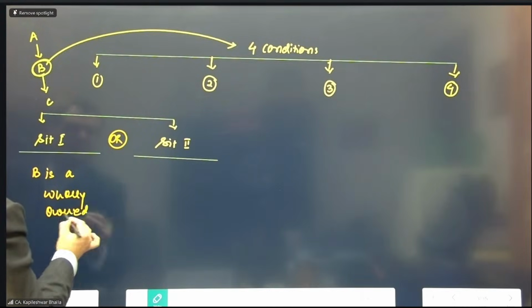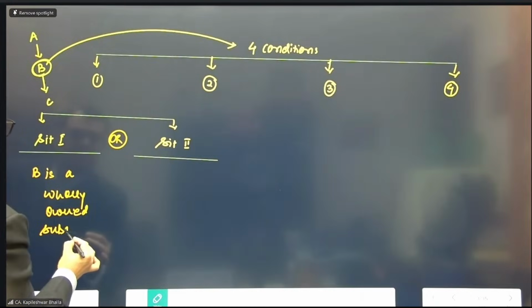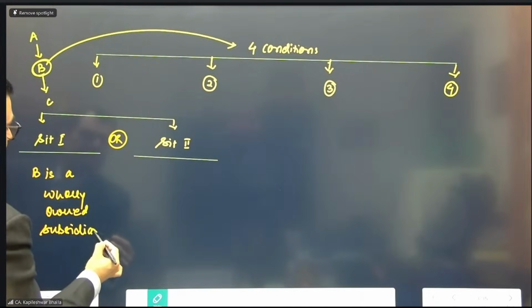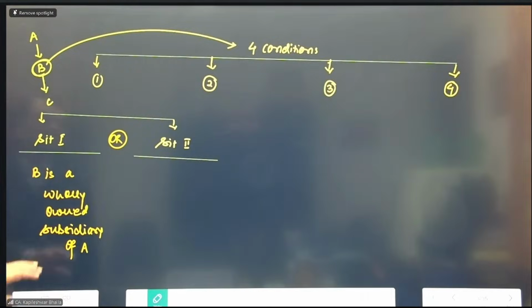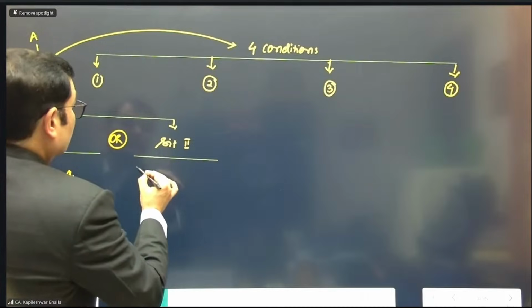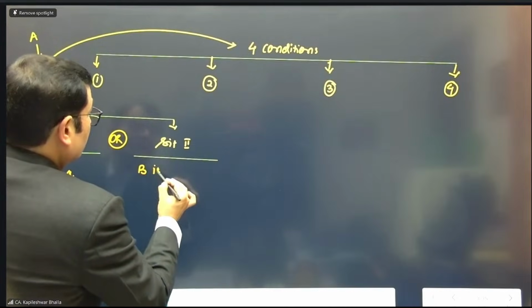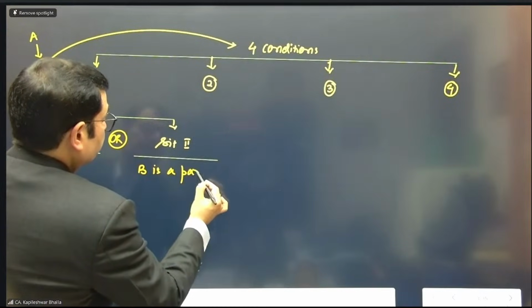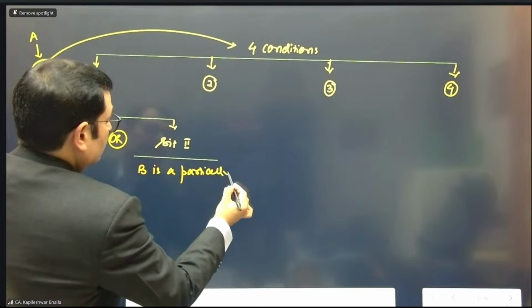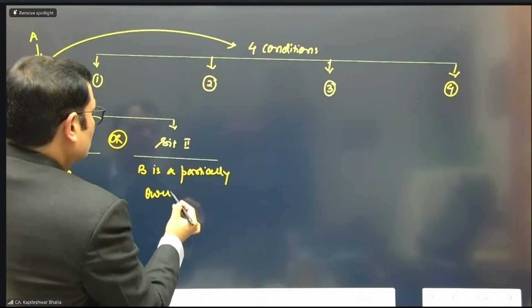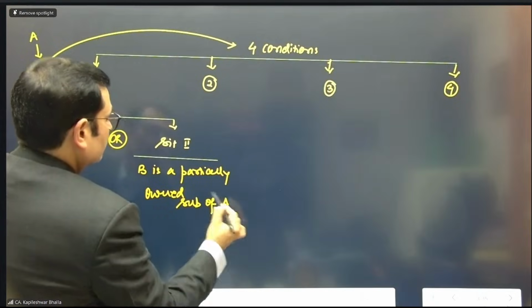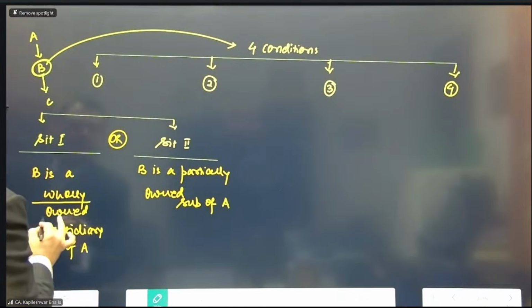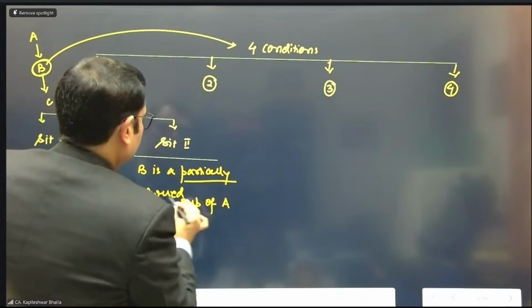B is a wholly owned subsidiary of A. So if you say that it is a wholly owned subsidiary, the condition is met, no further evaluations. Or we can say B is a partly owned subsidiary of A. So this is wholly owned and this is partly owned.